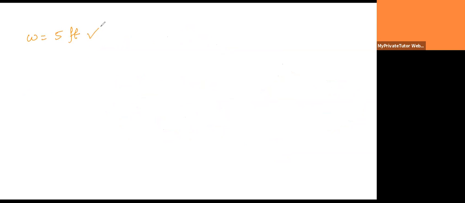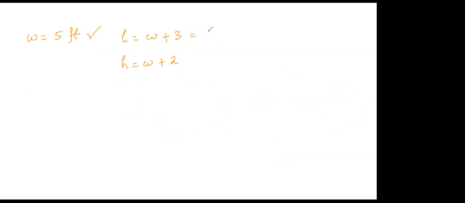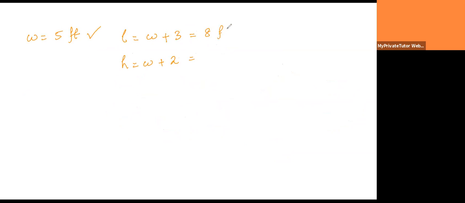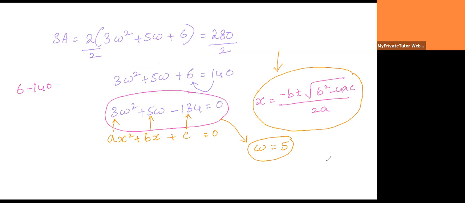So if w is 5 feet, what is the length? We just assumed length is width plus 3 and height is width plus 2. So length is 8 feet, and height is 7 feet. Finding the value of w is important here, obviously, but I'm skipping that, because it would take us the complete class to explain. I will explain it in a different webinar, guys.